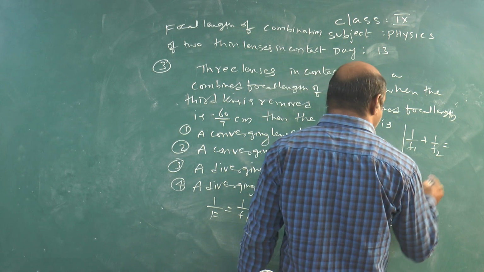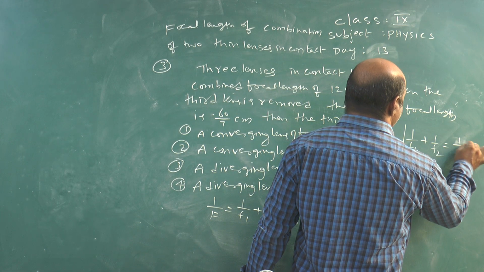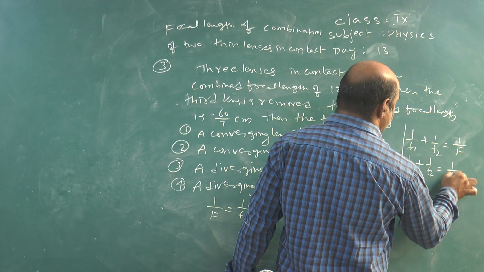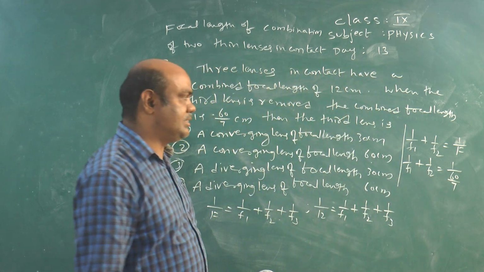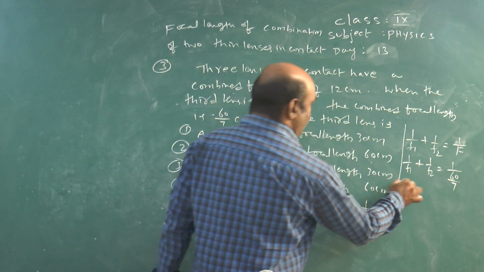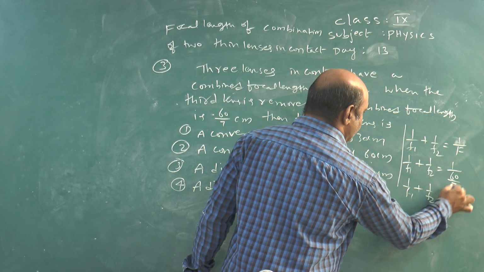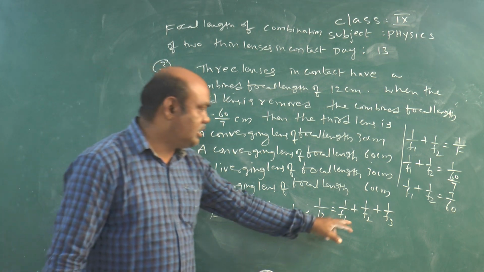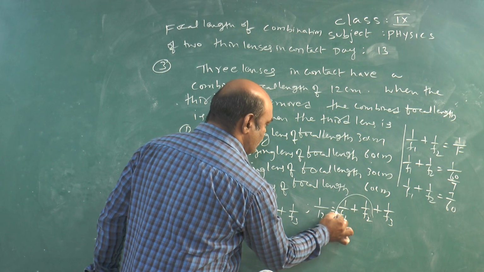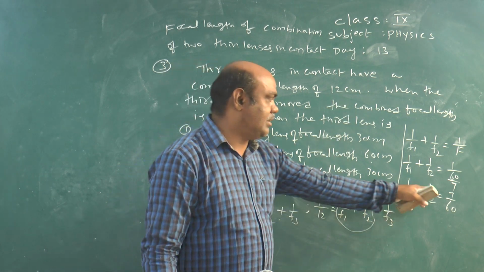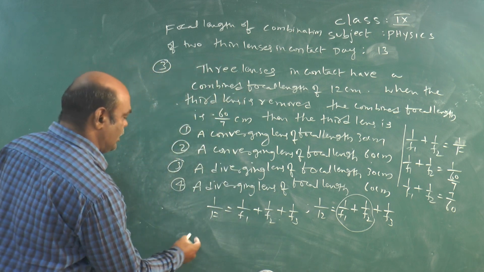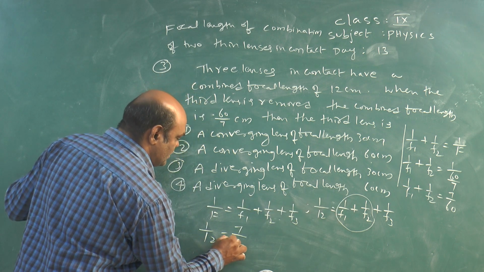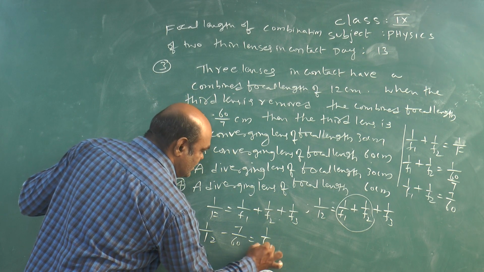So here the basic formula is this one. 1 by f1 plus 1 by f2 equal to 1 by 60 by 7, so 1 by f1 plus 1 by f2 equal to 7 by 60. So instead of 1 by f1 plus 1 by f2, we can take 7 by 60. Now here 1 by 12, that 7 by 60 when it comes to the left side, minus 7 by 60 is equal to 1 by f3.